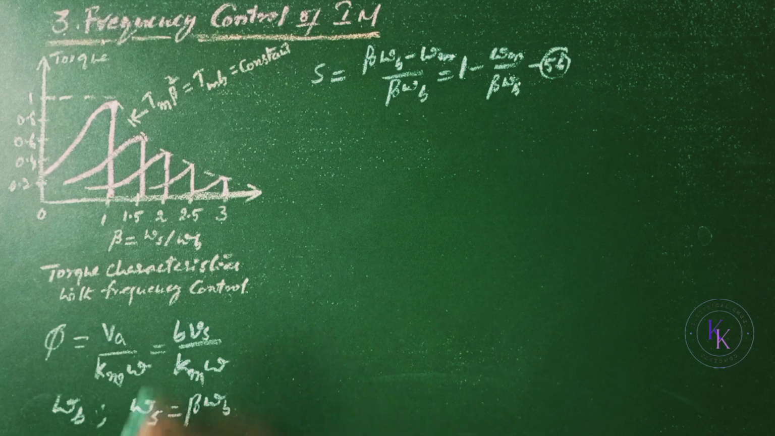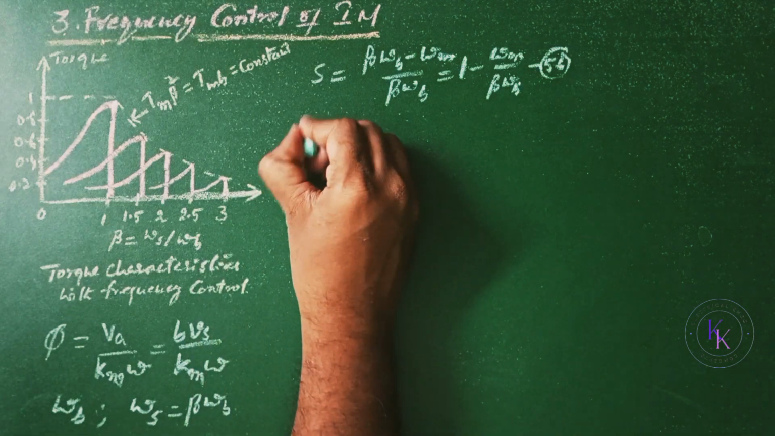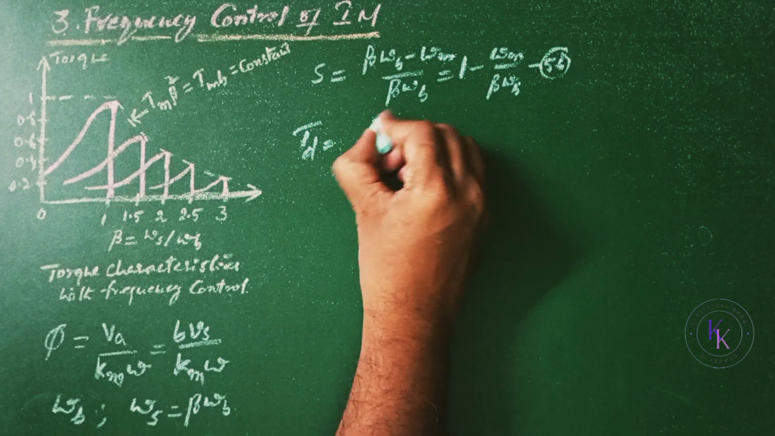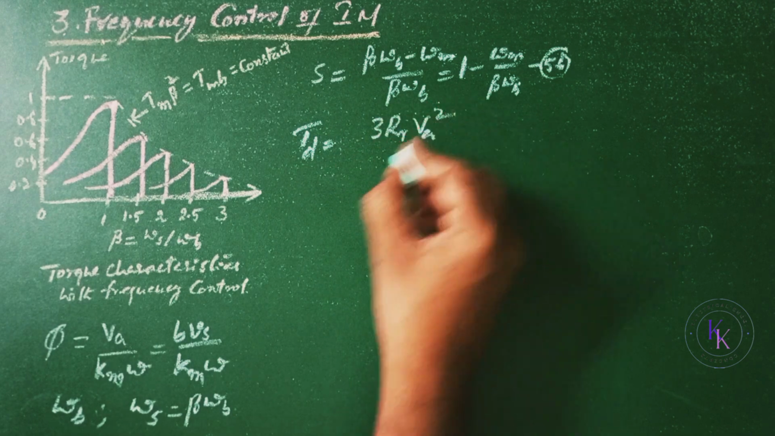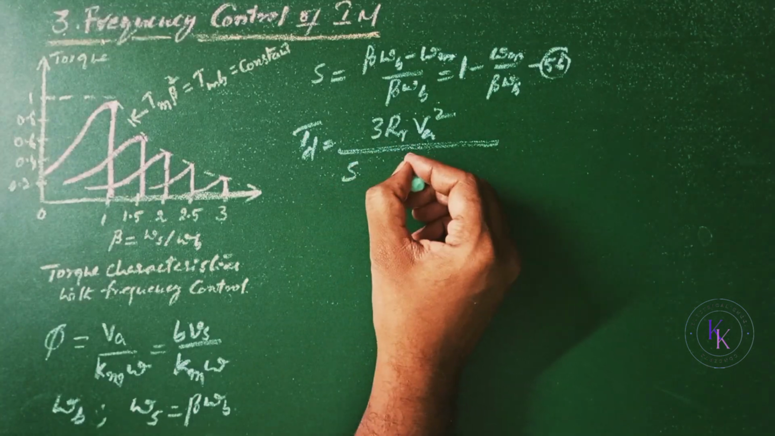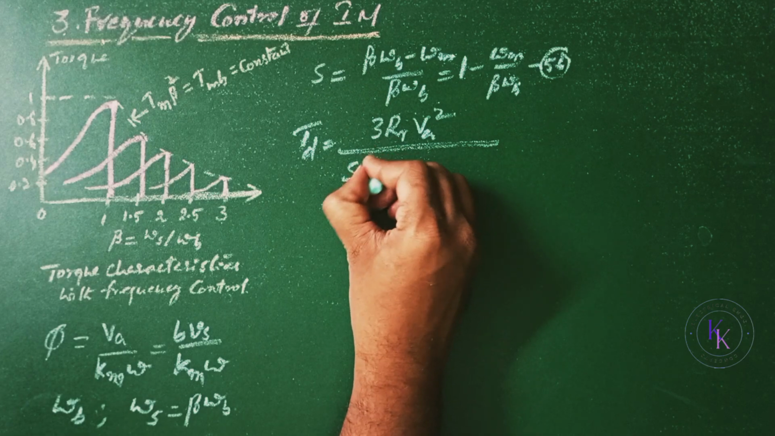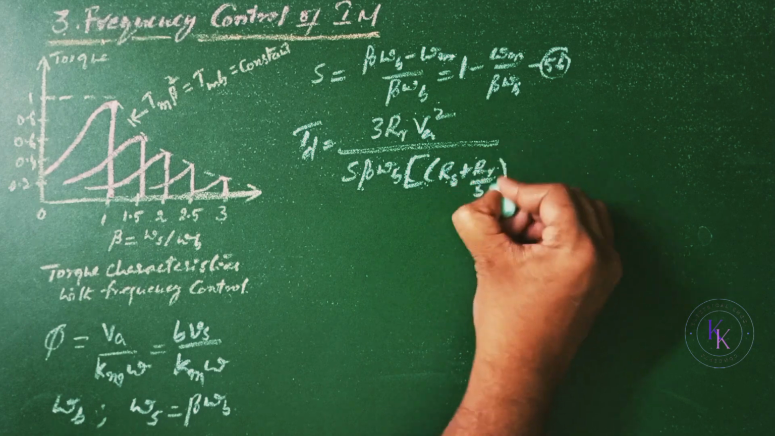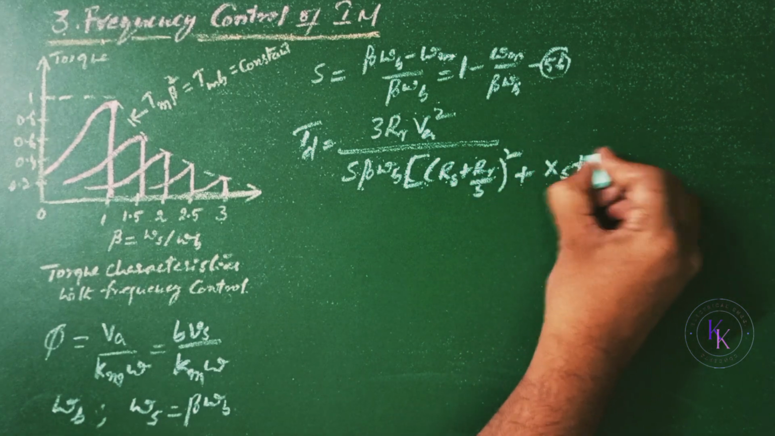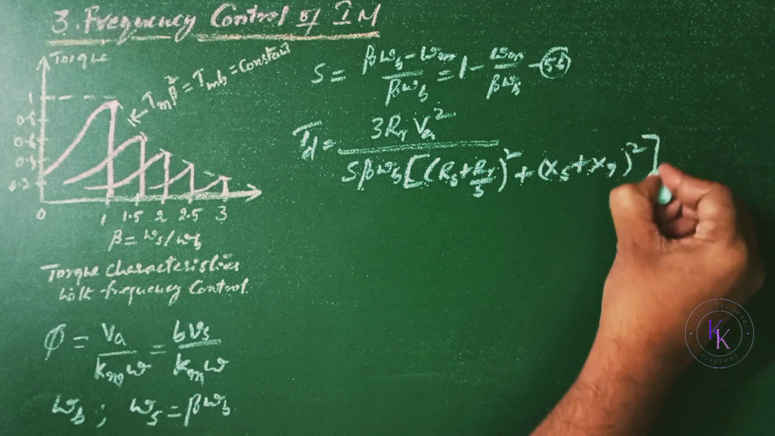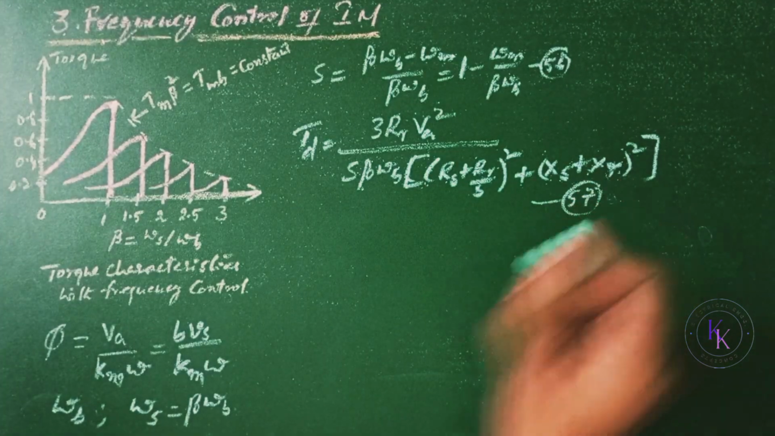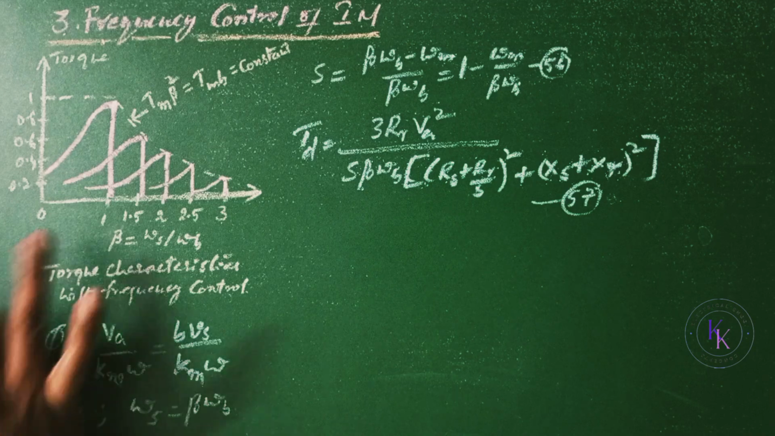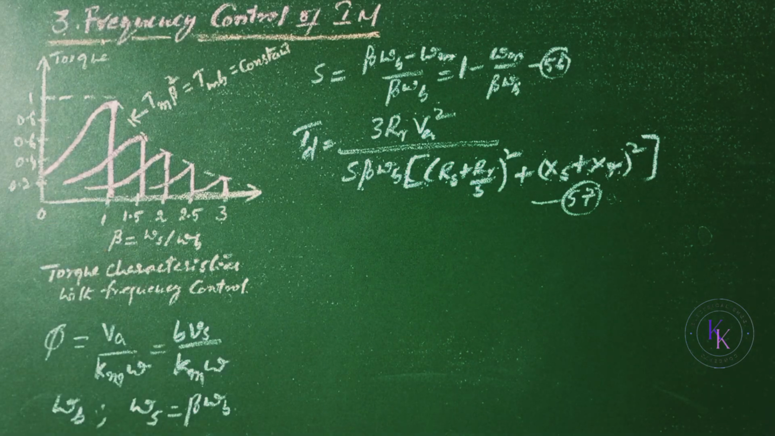And the torque expression, as in equation number 18, will become Td equals 3 Rr Va square divided by S omega s, which now becomes beta omega b, of (Rs plus Rr by S) whole square plus (Xs plus Xr) whole square. This is equation number 57. The typical torque speed characteristics are as shown here for various values of beta. The three-phase inverter can vary the frequency at a fixed voltage.